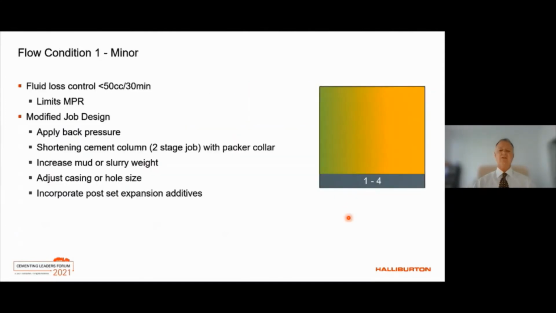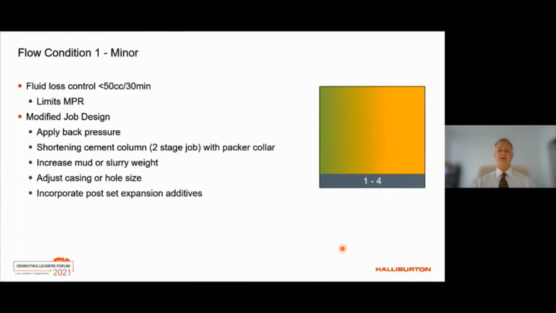Considering the first category of minor, the cement slurry design should incorporate a fluid loss of less than 50 cc's in 30 minutes. This reduction in fluid loss will limit the maximum pressure reduction due to filtrate losses.